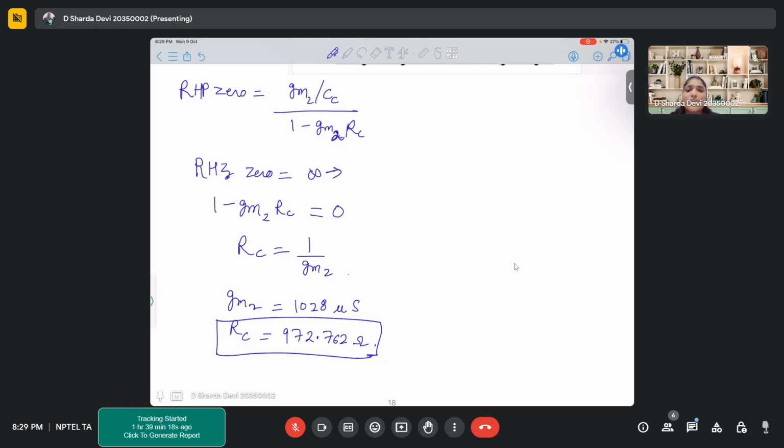Majorly, the problems are focused on pole zero compensation, finding pole and zero values, and all these steps. The pattern that we have taken up in the tutorials is the pattern in which the questions mostly come. So that's why I didn't take up other types.